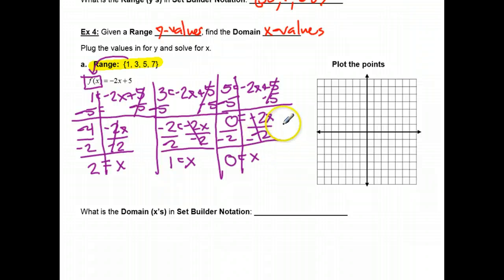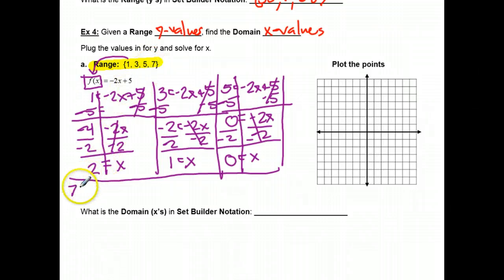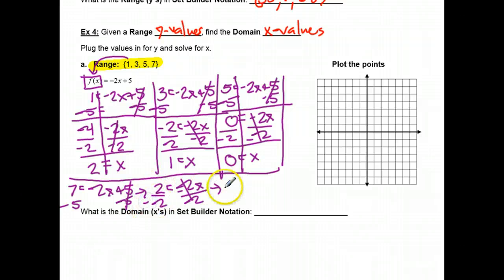And then the last part here. I'm going to just do it down here on the bottom. So now it's going to be 7, that's my last y, equals -2x plus 5 again. So we're going to do -5 on both sides. So 7 minus 5 will be 2 on the left side, equals -2x on the right side. Divide both sides by -2. And that will be 2 divided by -2, which is -1, equals x.